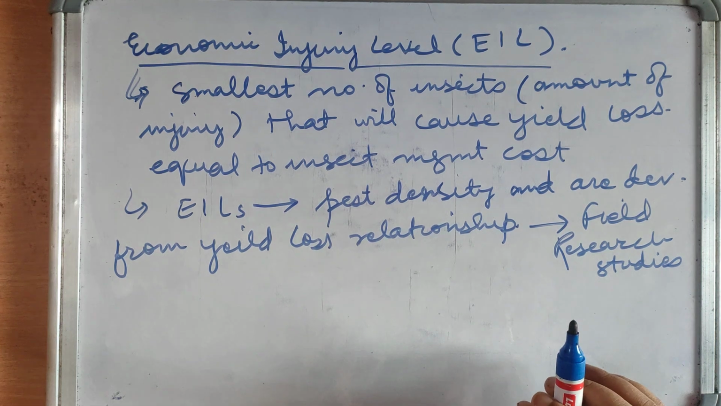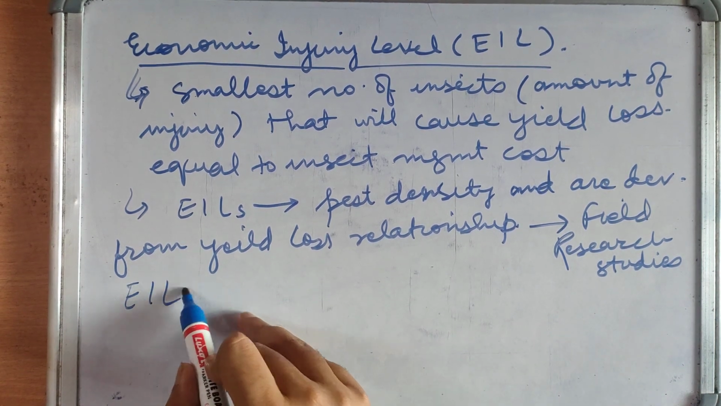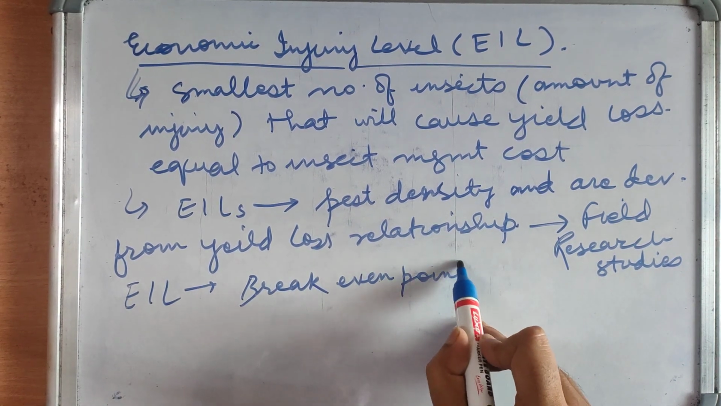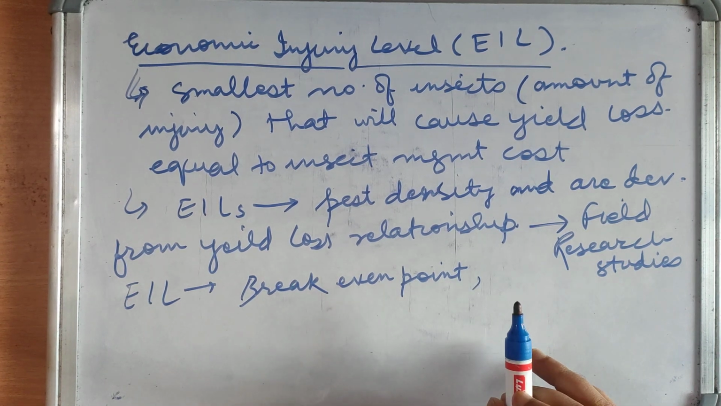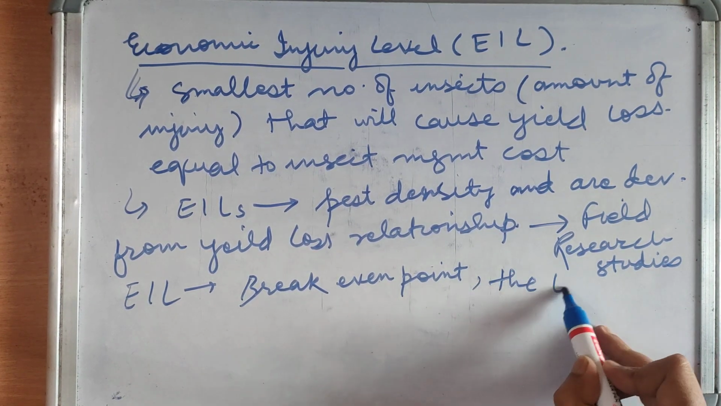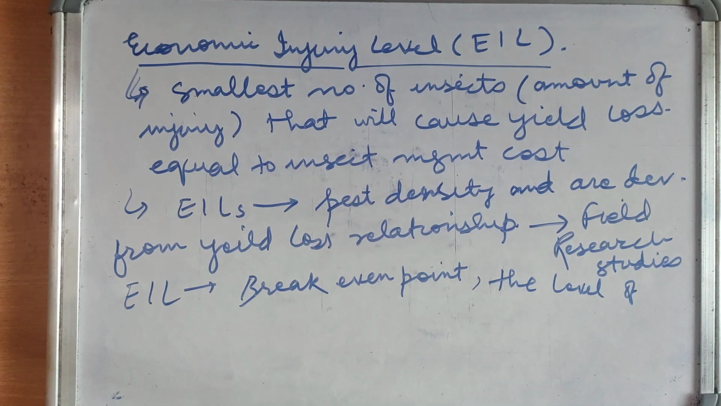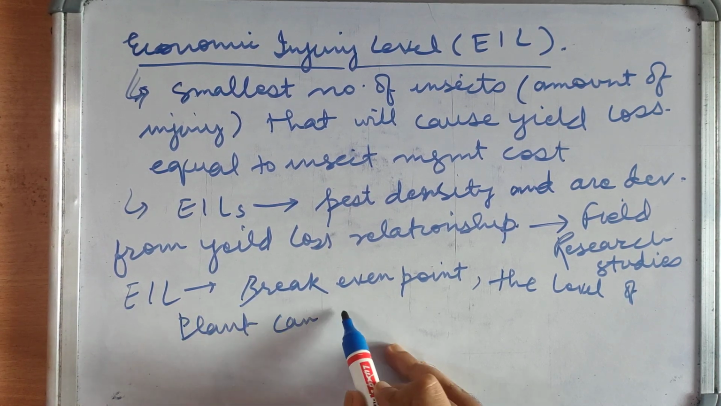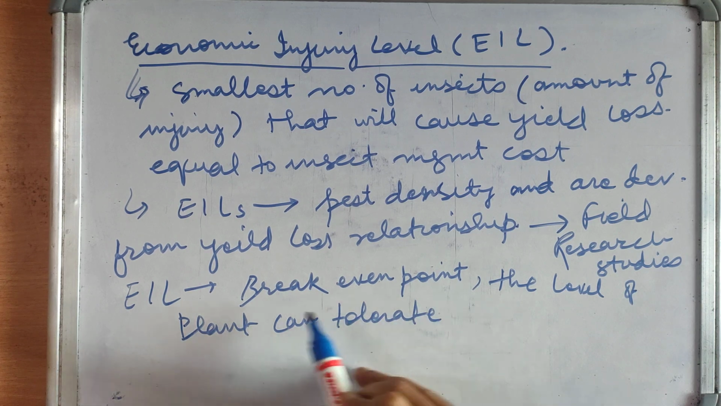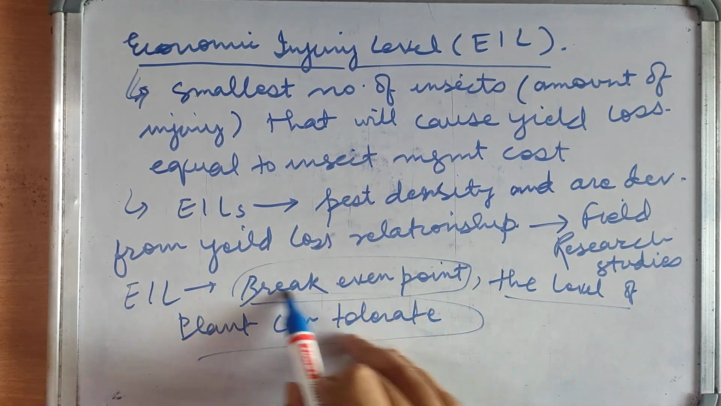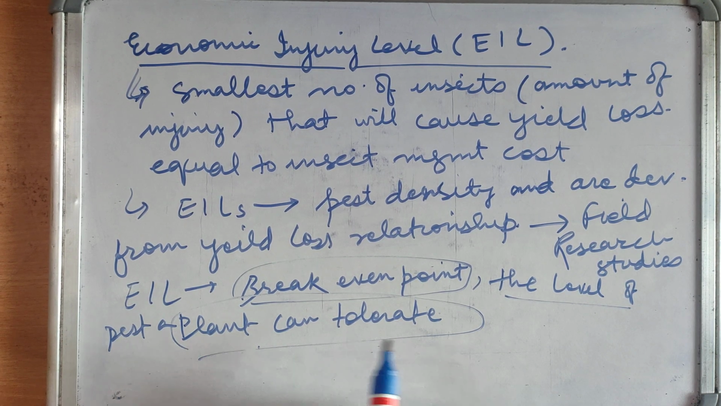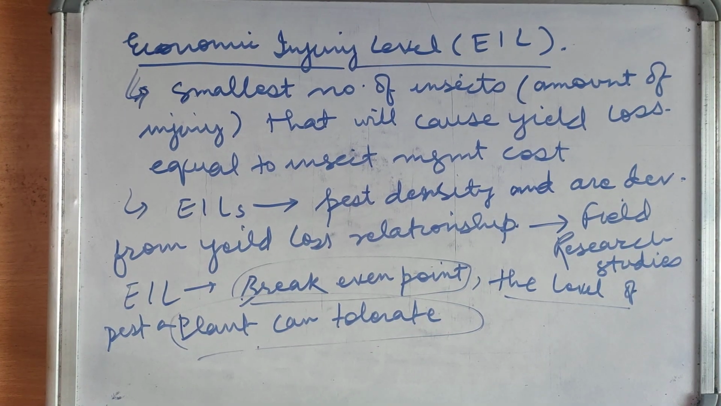The EIL has been described as a break-even point, the level of pest that can be tolerated, or you can say the level of pest a plant can tolerate. So EIL is the break-even point. From levels more than EIL, we need to do pest management.